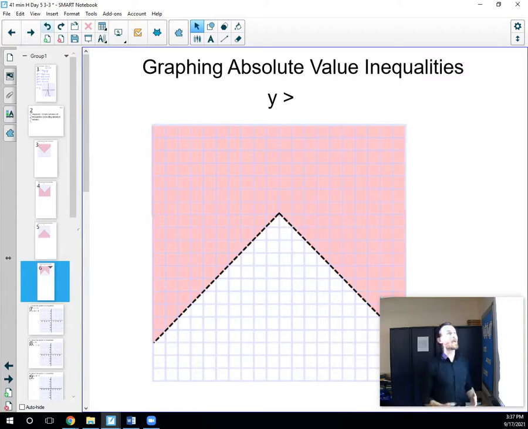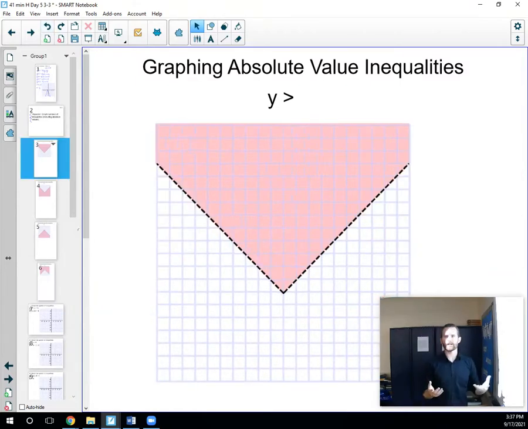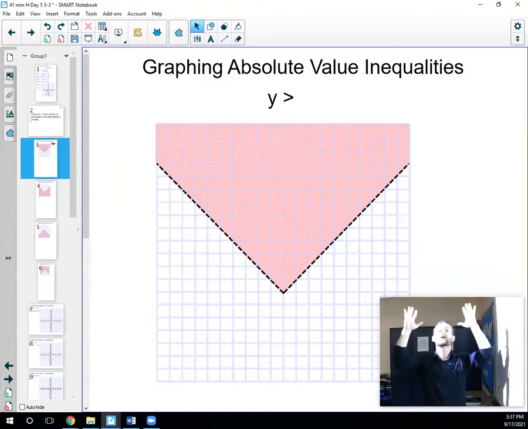Like, for example, here we have a Y is greater than, and it's outside the V. But the first one we saw was Y is greater than, and we shaded inside the V. All right, so inside and outside, that's just going to get you confused. Think above if Y is bigger, and below if Y is smaller.